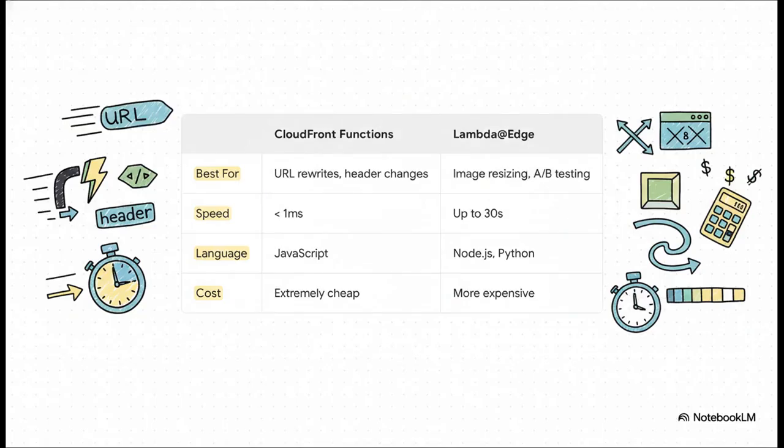For the exam, you need to know which tool to use for which job. Think of CloudFront Functions as a scalpel. They are purpose-built for super simple, super fast, high-volume tasks. We're talking URL rewrites, adding a request header, stuff that has to happen in less than a millisecond. Lambda@Edge, on the other hand, is your Swiss Army knife. It's for the heavier, more complex jobs. Things like resizing images on the fly, running complex A/B testing logic, or anything that needs more processing power. It's way more powerful, but it's also a bit slower and costs more.